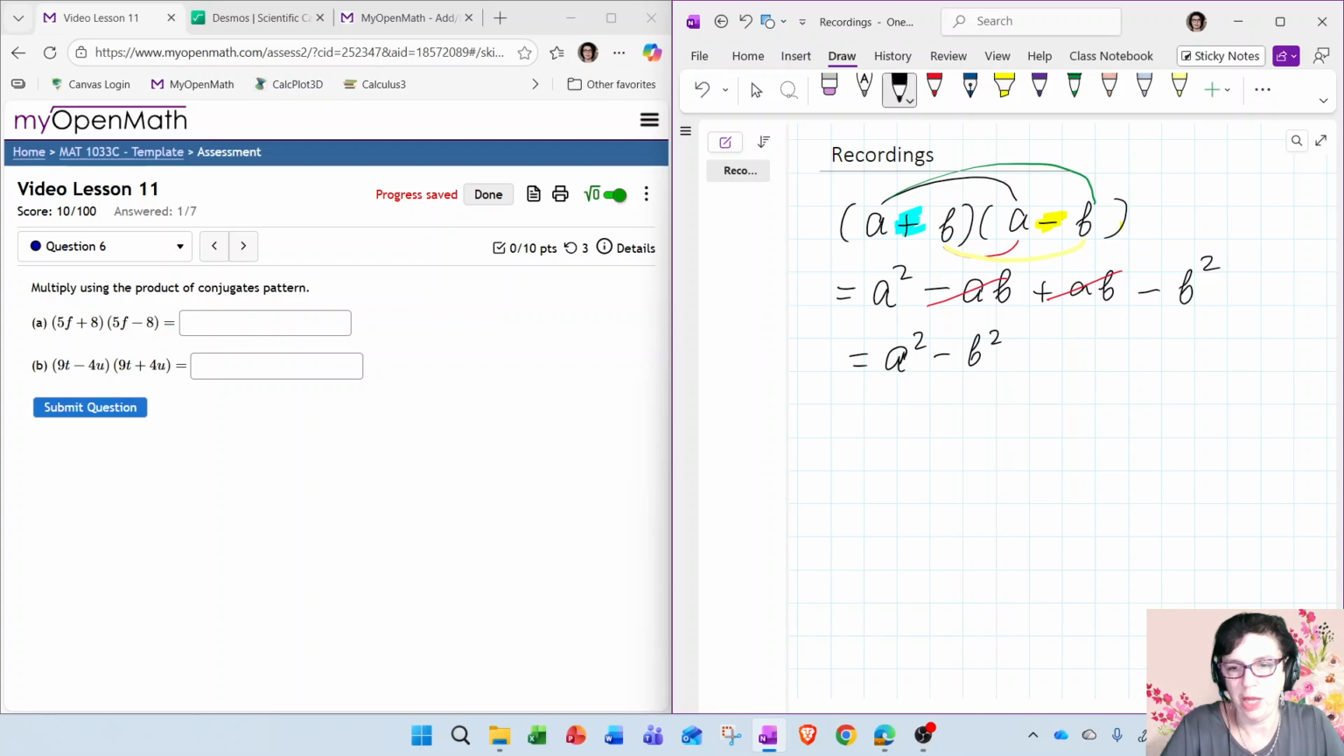This is called the conjugates pattern. And all we have to do is square the first number, square the last number, and then put a negative in between. Let's check that for the first example.